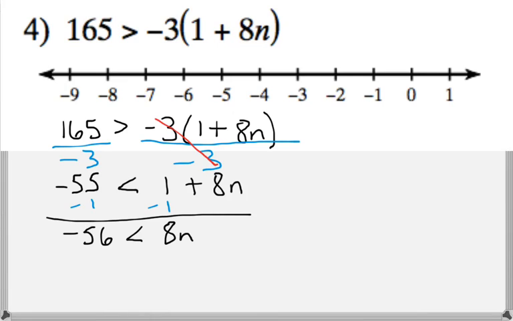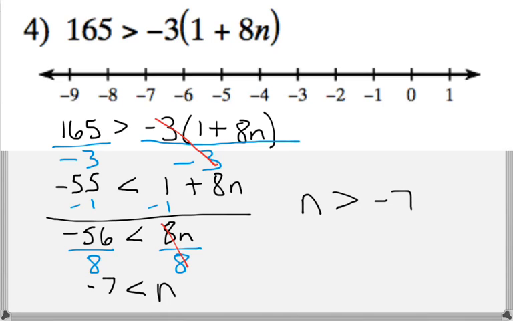And now we need to deal with that 8 times n. So we'd undo multiplication with division. I did not divide by a negative, so my inequality is going to stay facing the same direction. Negative 56 divided by 8 gives us a negative 7. 8 divided by 8 gives us a 1, canceling out, leaving us with just the n. And again, it's easier to graph when our variable's on the left, so I'm going to read this inequality backwards. So that is n is greater than negative 7.